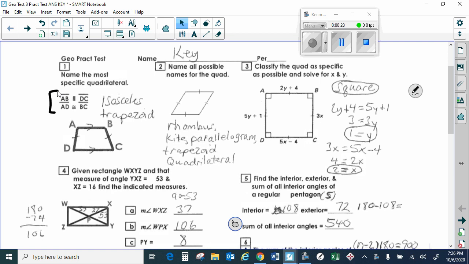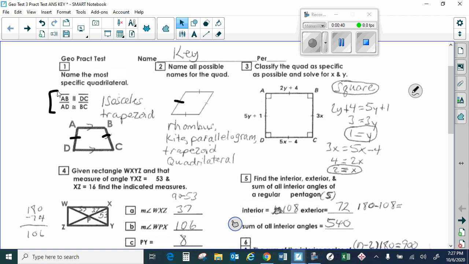When we have at least one set of parallel lines, we know it's a trapezoid, and since these two segments are congruent, we know it's an isosceles trapezoid. If they were not congruent, you'd just be a trapezoid. All right. Number two, name all the possible names for this quadrilateral.